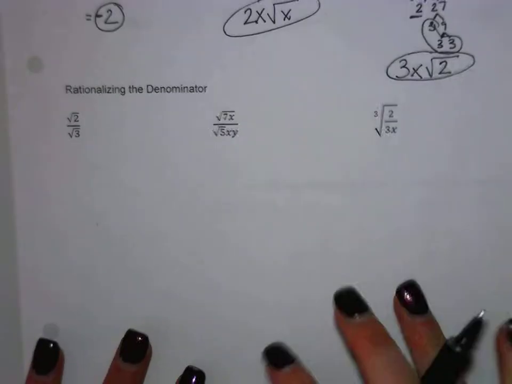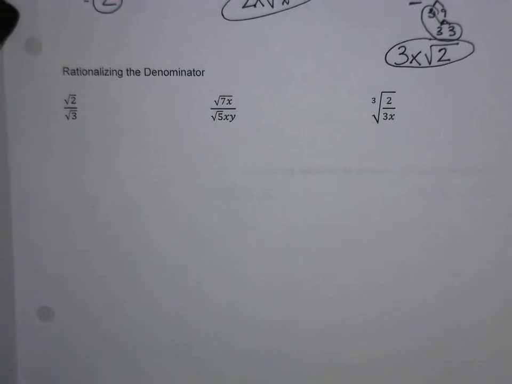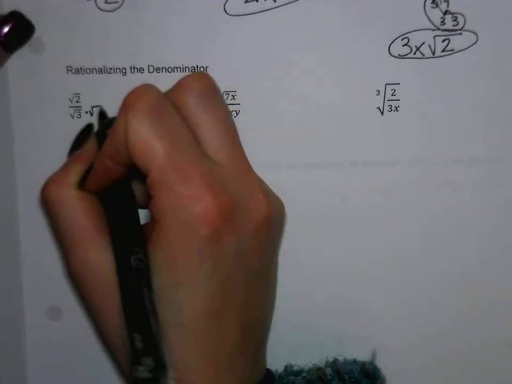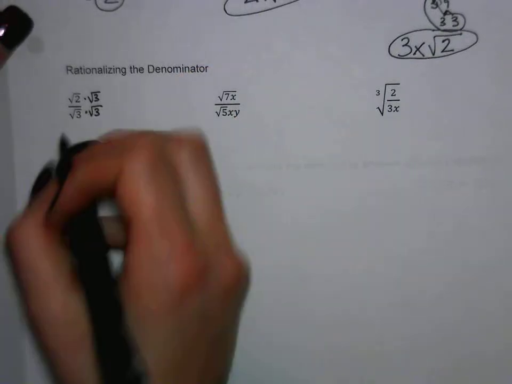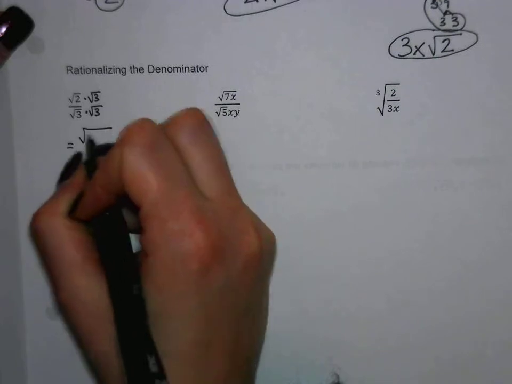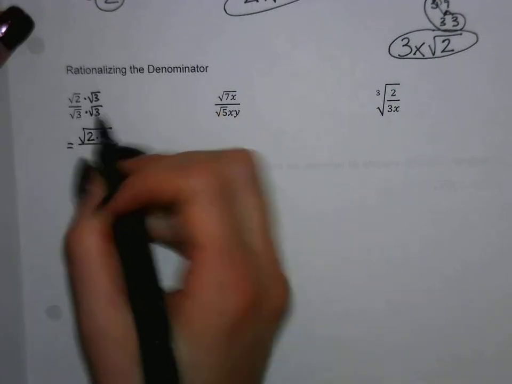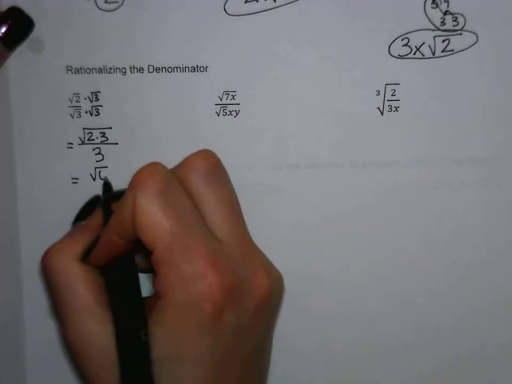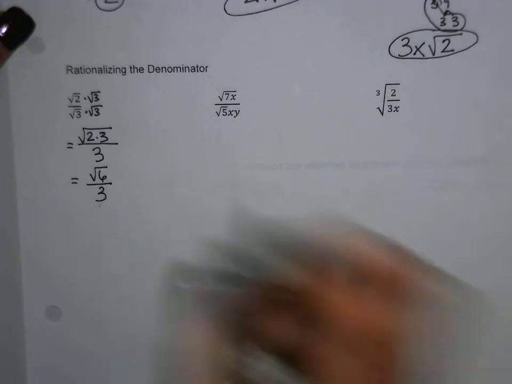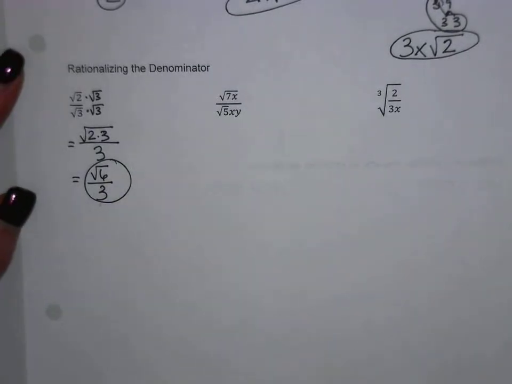Alright, let's look at how we can rationalize the denominator. We want to make sure we don't have a radical in our denominator. In order to get rid of our square root of 3, we're going to multiply the numerator and the denominator by the square root of 3. Here we have the square root of 2 times 3, and the square root of 3 times the square root of 3 equals 3. So we have the square root of 6 divided by 3, and we can't simplify that anymore.